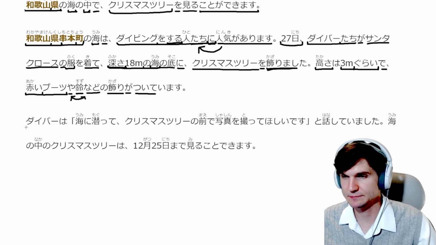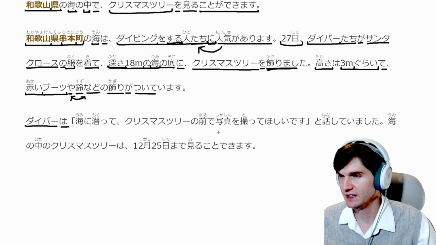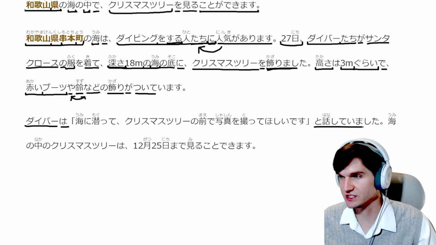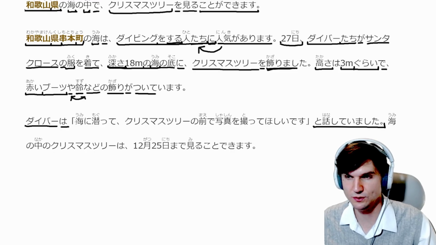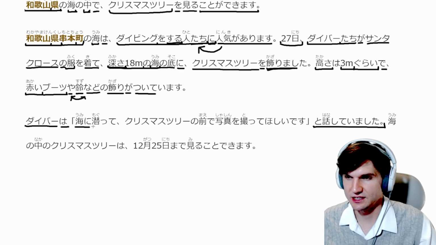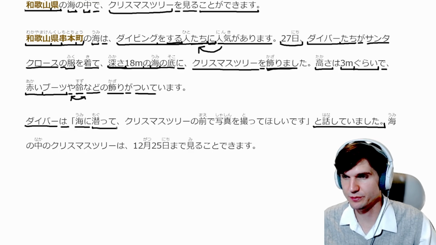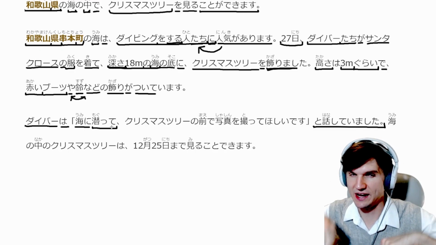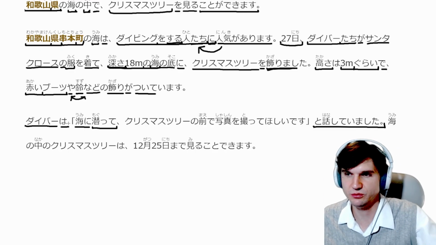ダイバーは, so the divers, and then they are our main topic here. And then there's a verb at the very end with a quote here. So, と話していました. So they were saying something, and here's our quote. 海に潜って. So, 海に, in the ocean, and then 潜る in the te form here. So, 潜る is to dive down, go down into the ocean. So, 海に潜って, go down into the ocean.